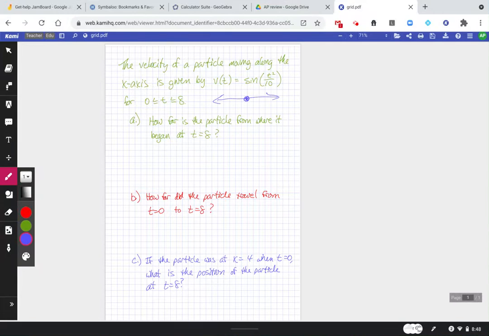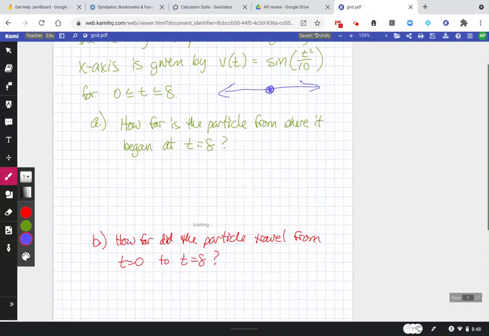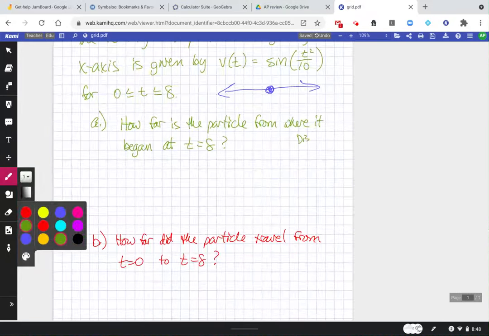So here's my particle. It's sliding to the left and the right along that x-axis. And its velocity is given by sine of t squared over 10. And we're talking about the interval from 0 to 8. So first question, how far is the particle from where it began? So when we start to look at how far it is from where it began, now we're talking about displacement.